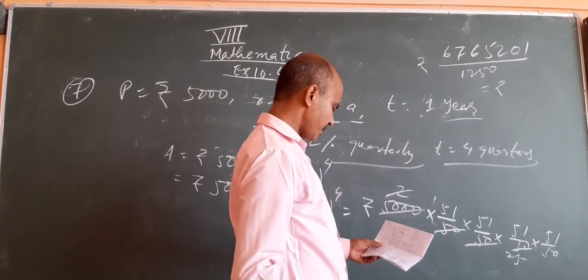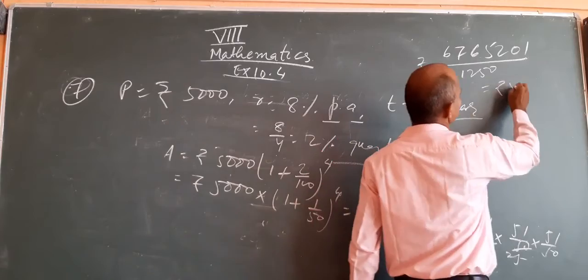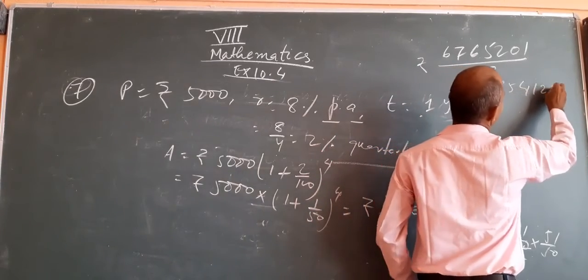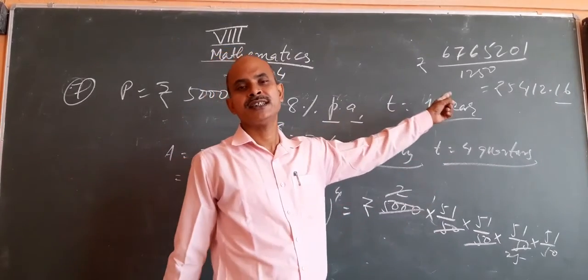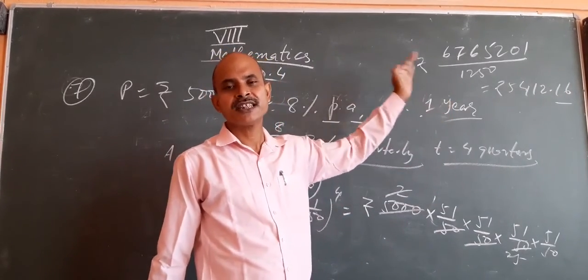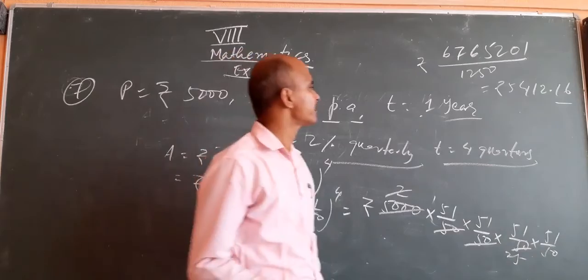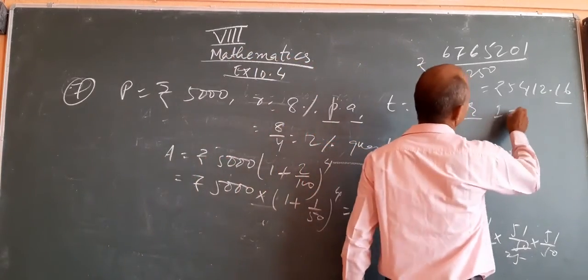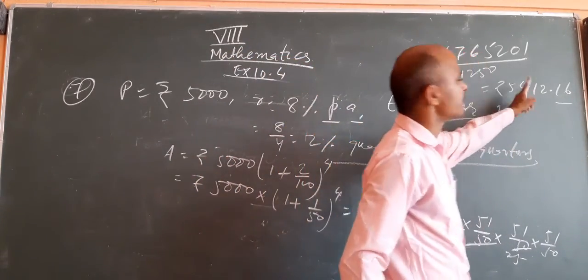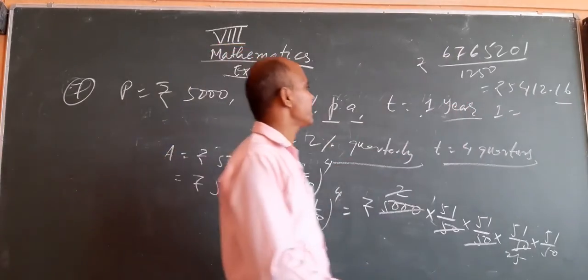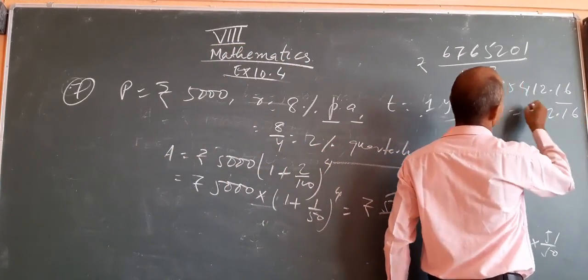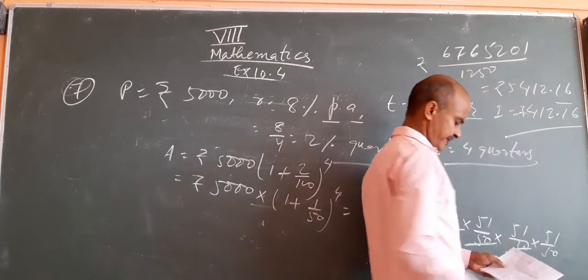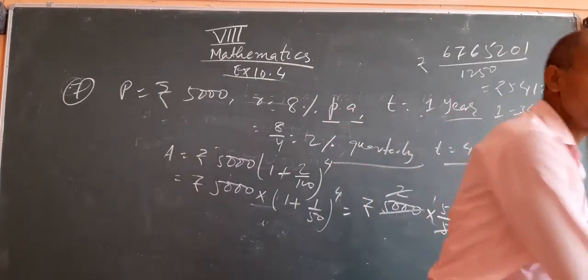Thus we get the amount 5412.16. This is the amount, and on subtracting principal from this amount we will get the interest. Interest is equal to, if 5000 is subtracted from this amount, we will get 412.16. Okay, all the questions you can do now.